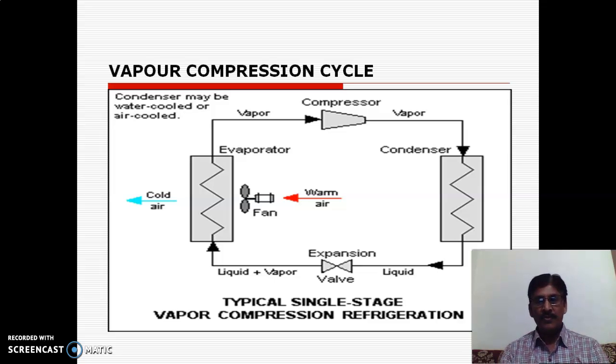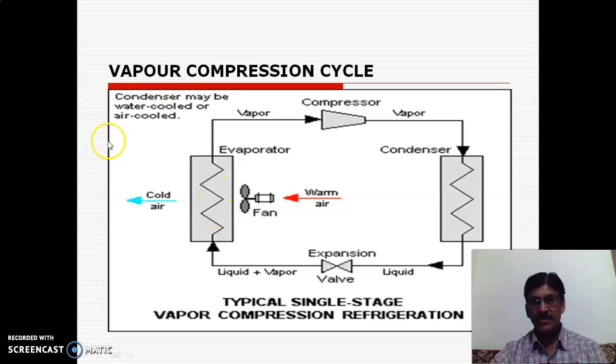So in the vapor compression refrigeration cycle, if you see the basic block diagram, this is the typical single stage vapor compression refrigeration, in which there are four basic components. First one is the compressor, second one is the condenser, third one is the expansion valve, and fourth one is your evaporator. If we see the basic working of the vapor compression cycle, then low temperature, low pressure vapor refrigerant coming from the evaporator goes to the inlet of the compressor.